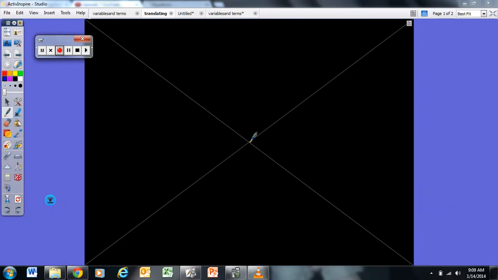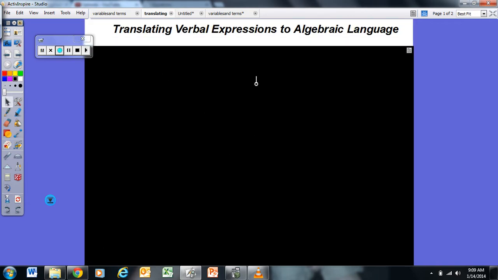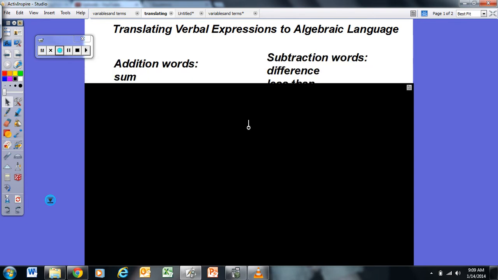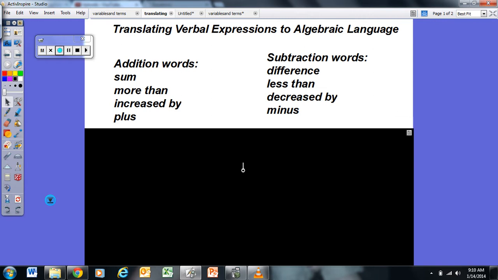So a lot of times in algebra you have to write words as math. And that's called translating verbal expressions to algebraic language. So that's the title of your notes. We're going to make a huge list of all the vocab words you could possibly encounter, and then we're going to talk about them. The first ones are the addition and subtraction words.